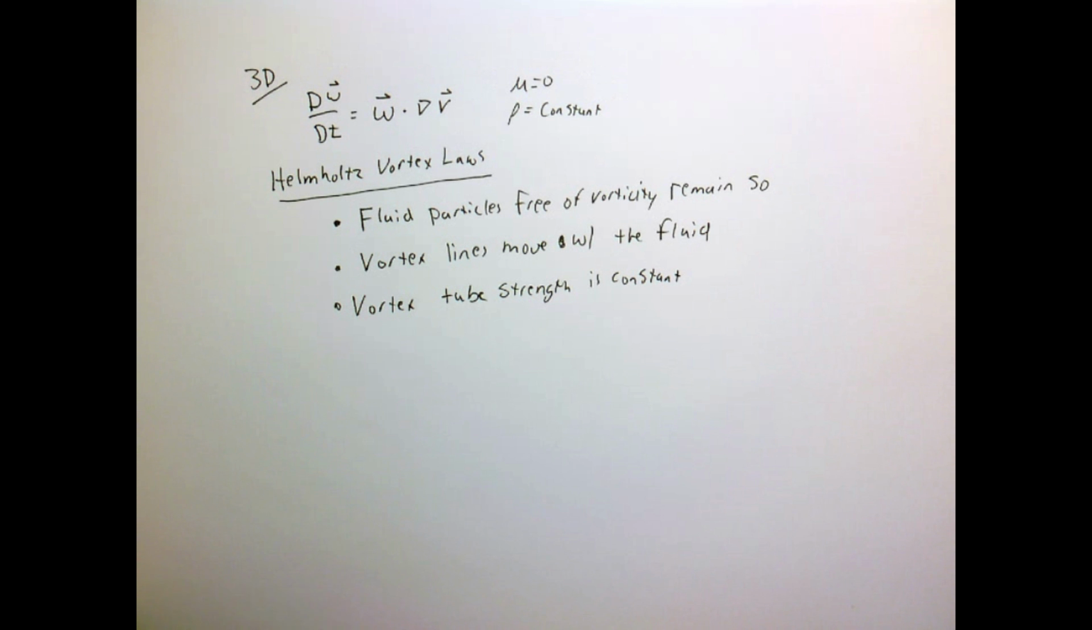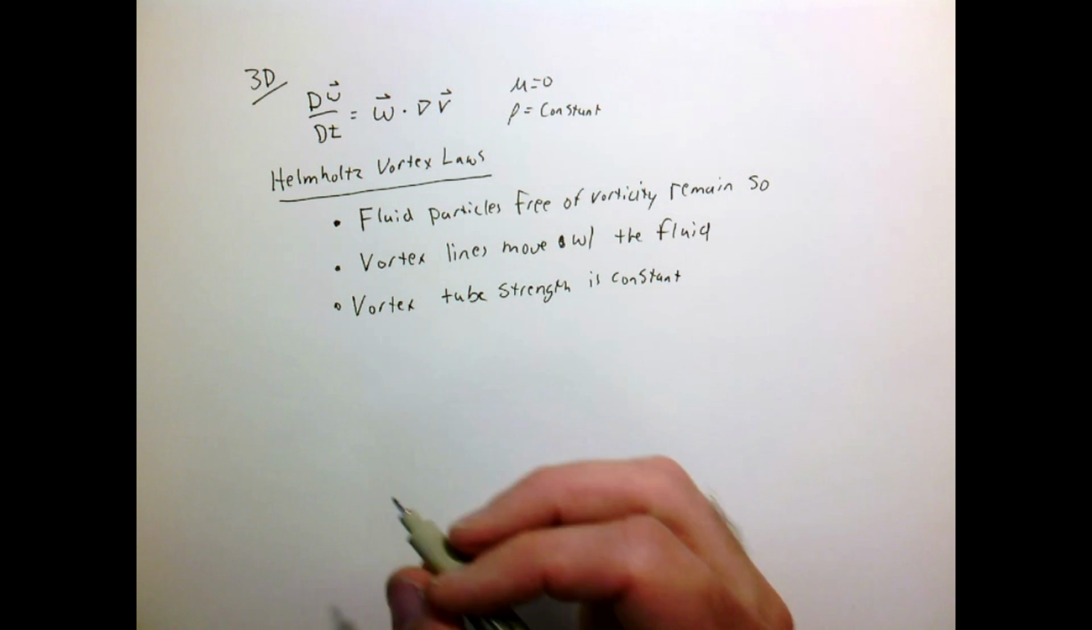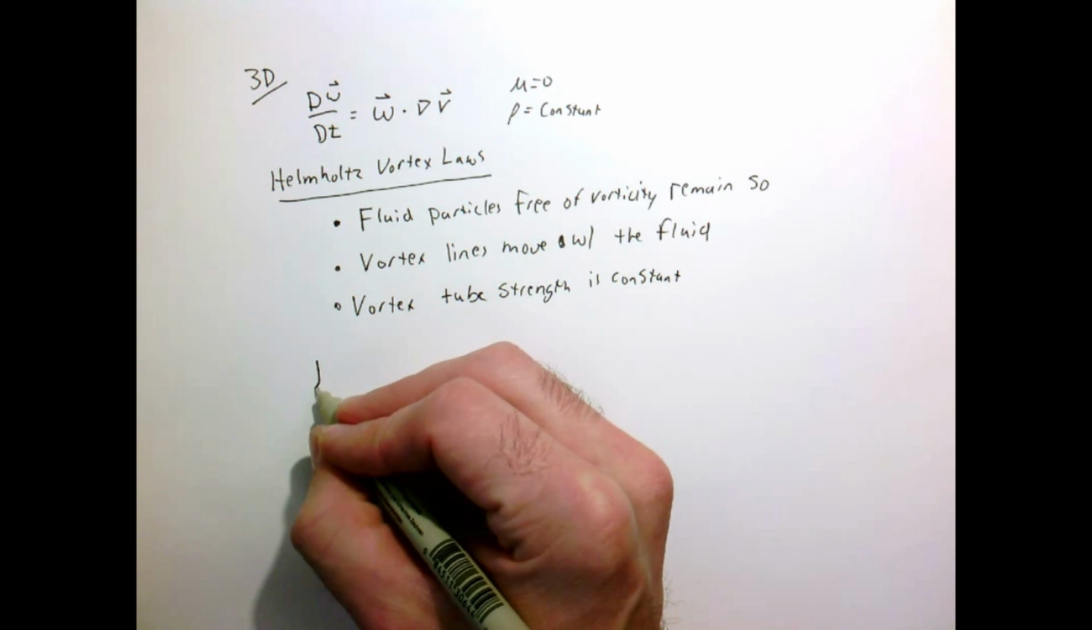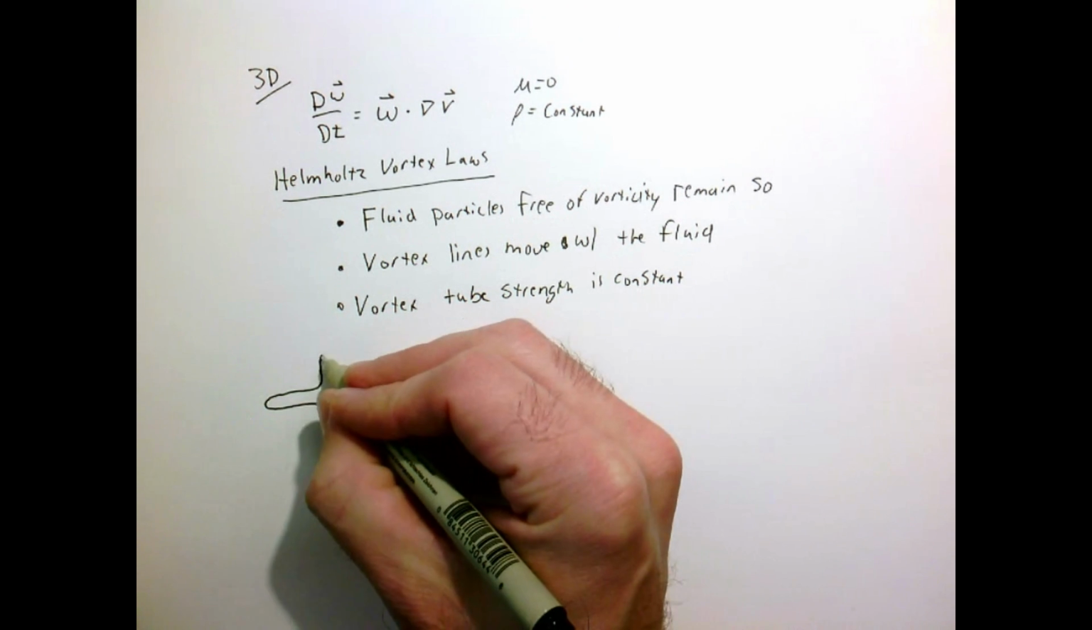So these three laws can be summarized as saying that a fluid particle free of vorticity will remain so. Vortex lines move with the fluid, and a vortex tube, which has a strength, is constant. So a vortex tube, an example where you see that is when you look up in the sky on a clear day, and we see an airplane.